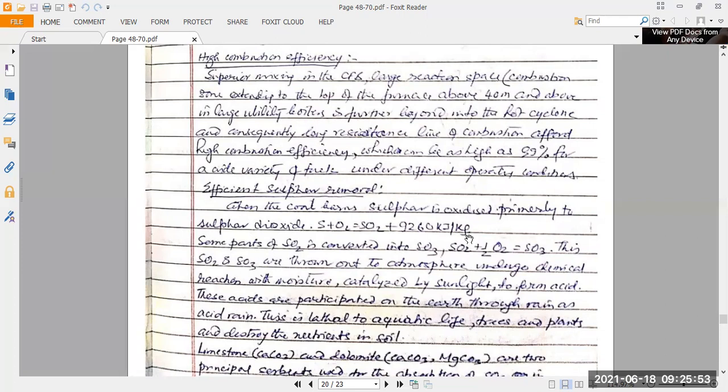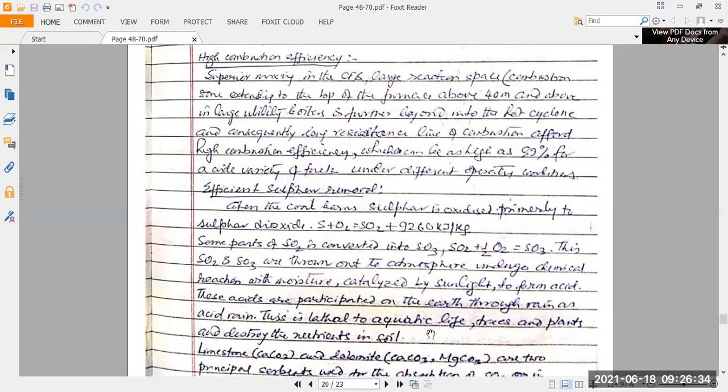So this SO2 and SO3 first of all comes into contact with the atmosphere. Next, it undergoes chemical reaction with the moisture present in the atmosphere, catalyzed by sunlight, to form acid. Due to the catalyzing effect of sunlight, the sulfur is converted to acid, mostly sulfuric acid itself.